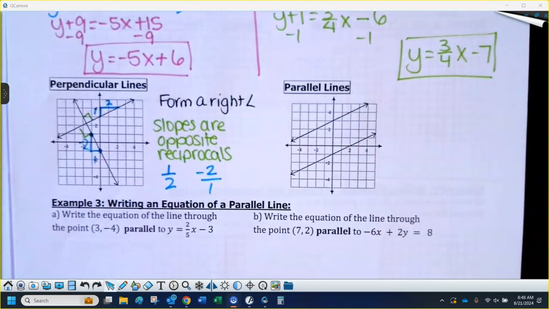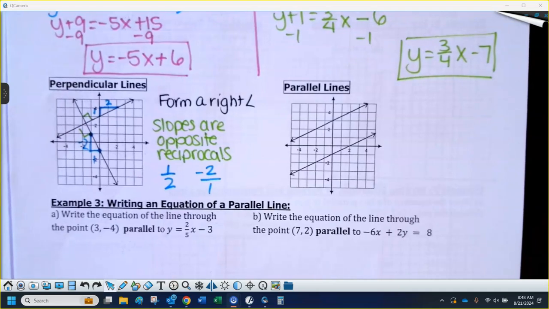Those are opposite reciprocals, or negative reciprocals, if you want to think about it like that. One's positive and one's negative. That creates the two lines going in different directions to get the 90-degree angle. And then the reciprocal part makes that 90-degree angle as well. But they have to go two different directions, so one's positive, one's negative.